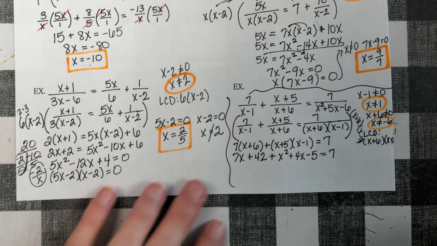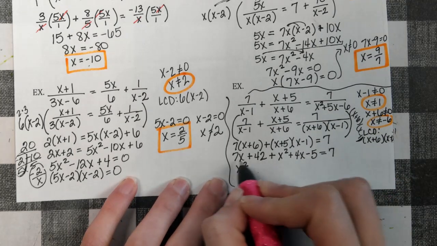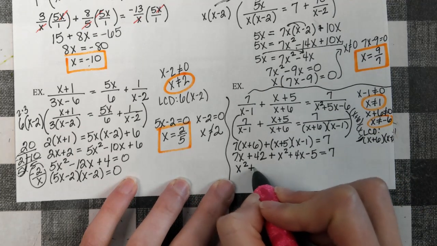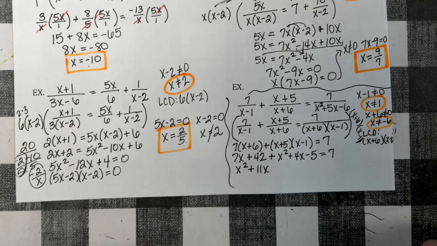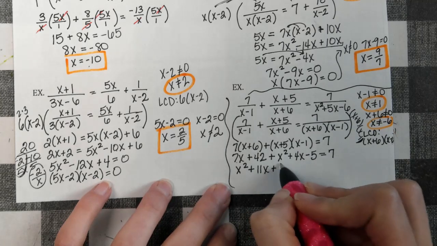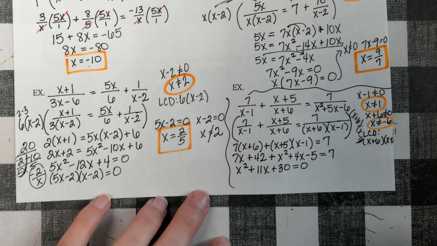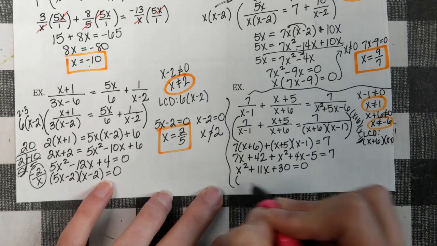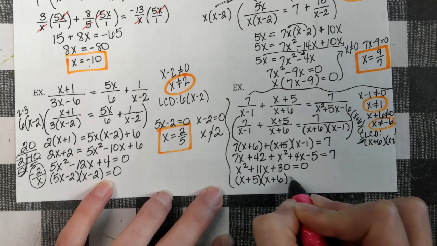So now I need to combine like terms and get it in standard form all in one. So I've got x squared, 7x plus 4x is going to give me 11x. 42 minus 5 gives me what? And then subtract your 7. So that's going to equal 0. Y'all follow what I did? All right, factors of 30 to give me 11. So x plus 5, x plus 6 equals 0.